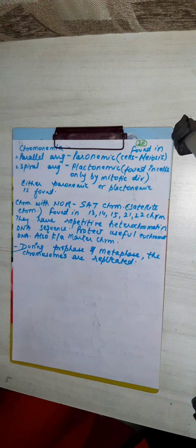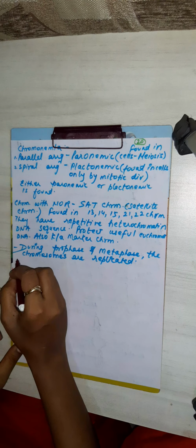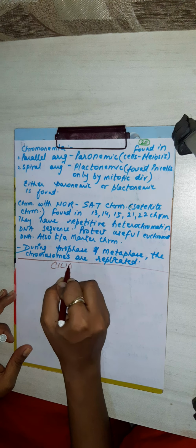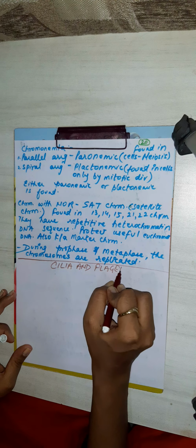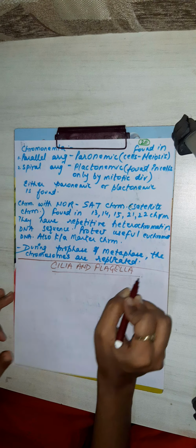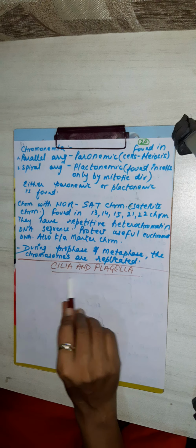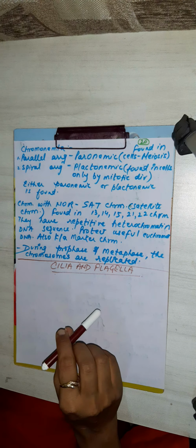Hello students, today we'll start the topic cilia and flagella. So what is the function of cilia and flagella? They help in locomotion in organisms, and they create currents for obtaining food.